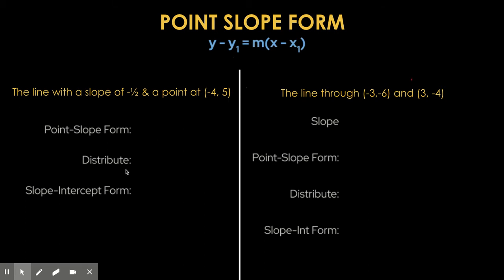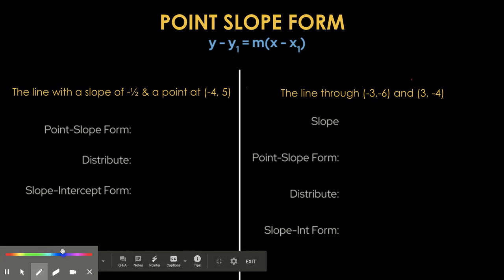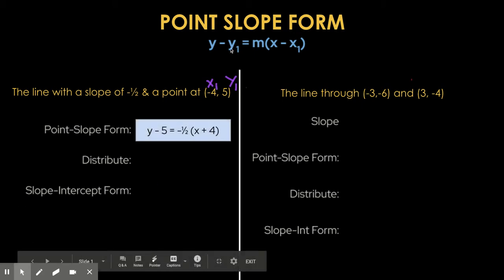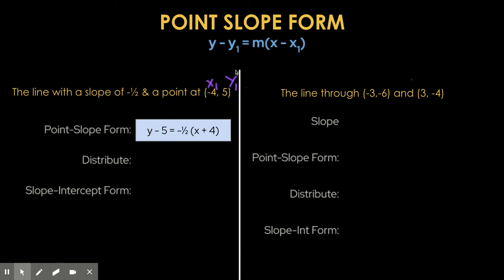And then y1 stands for the y value of the point, which is right here. And x1 is going to be the x value of the point, which is right here. Okay, and we're just going to plug these values into their correct spots. So y1 became 5. The m is the slope, negative 1/2. And next to the x, we are subtracting negative 4. Notice how that became plus 4 because when you subtract a negative, it becomes positive.